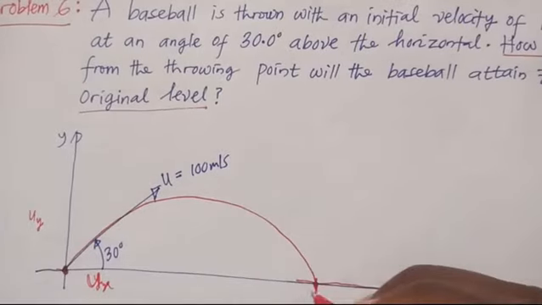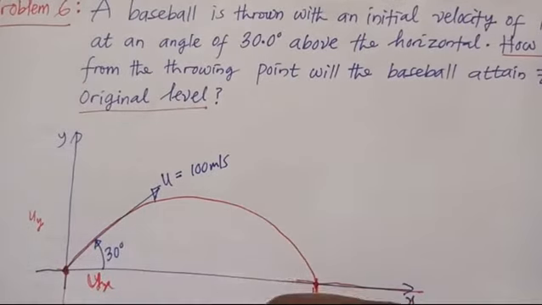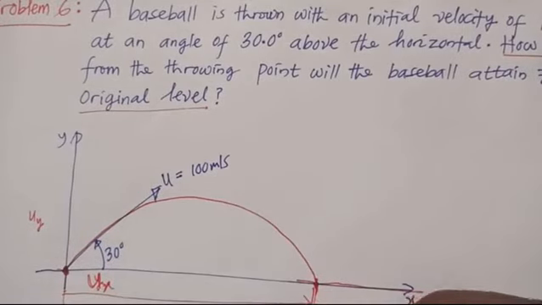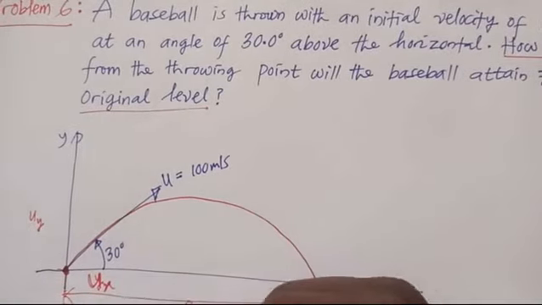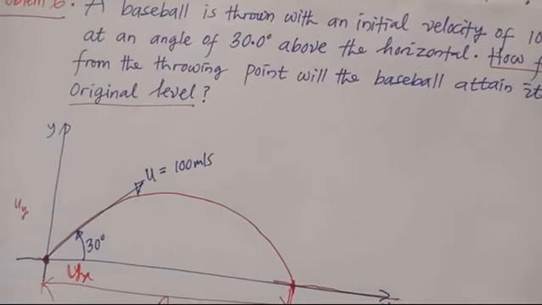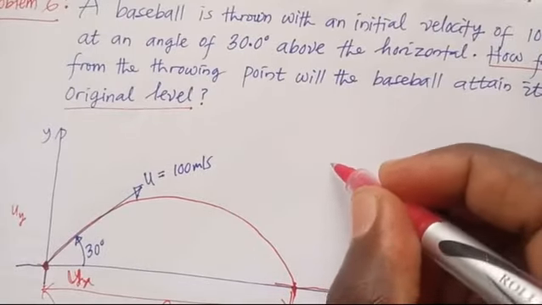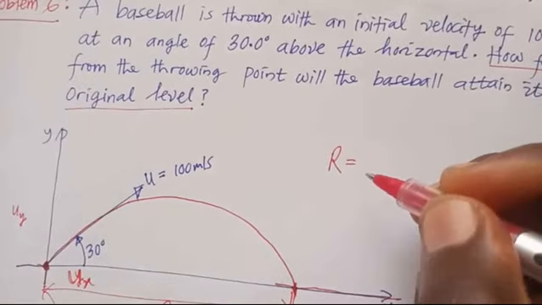So it means they want us to get this range. The distance from here to here is what we are required to find. They want us to get the range. So what will be our range? Now we see that the formula is very ordinary.